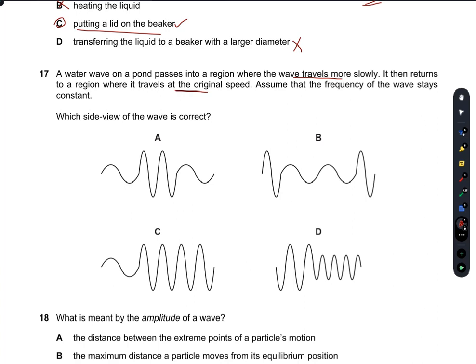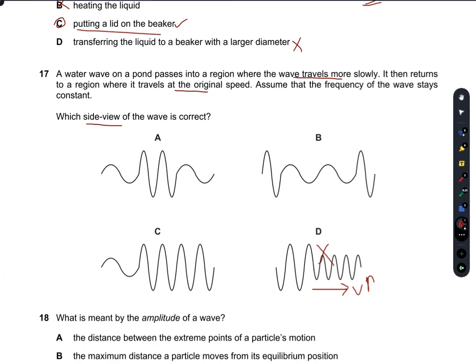Assume that the frequency of the wave stays constant. Which side view of the wave is correct? A water wave on a pond passes into a region where the wave travels more slowly. So the wave starts to travel more slowly. D is incorrect because D shows that velocity increases. In C, there is not any change.